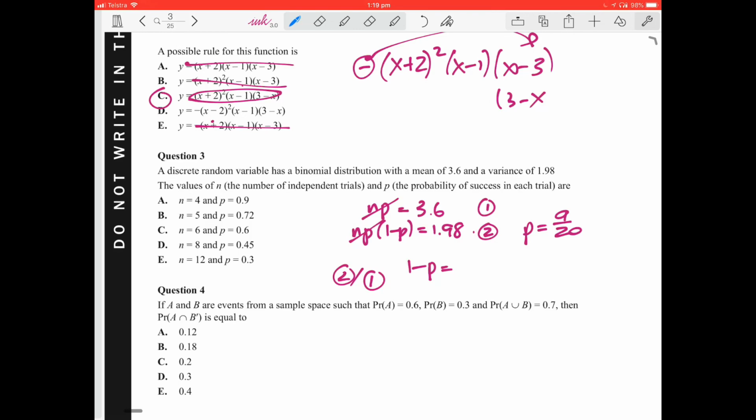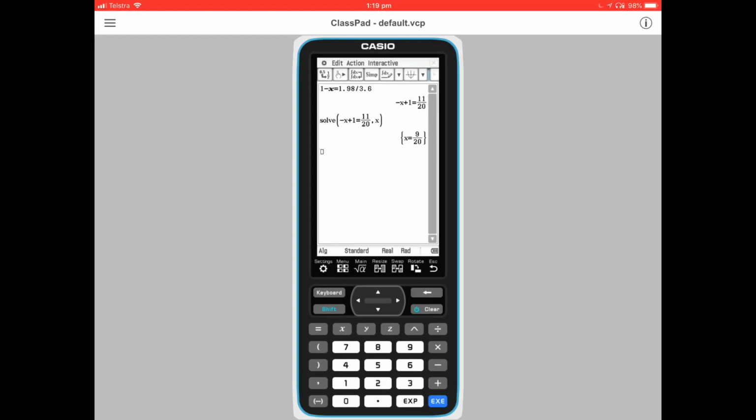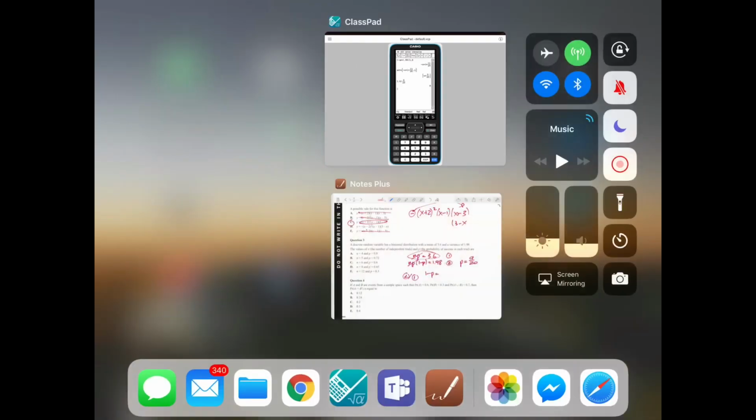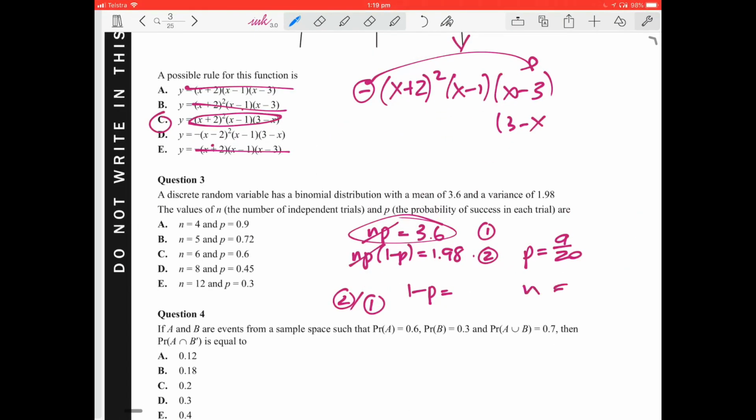So if P is 9 on 20, we know that NP equals 3.6. So if I do 3.6 divided by 9 on 20, I get 8. So N is 8. P is 9 on 20. That's D.